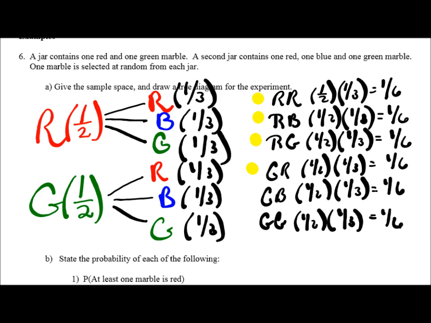And so the probability of at least one red is what we will add up here. So let's add those up. It looks like we have 1 out of 6, 1 out of 6, 1 out of 6, 1 out of 6. So it looks like 4 out of 6 is the probability of getting at least one red. That makes sense. Out of the 6 choices, 4 of them have at least one red.